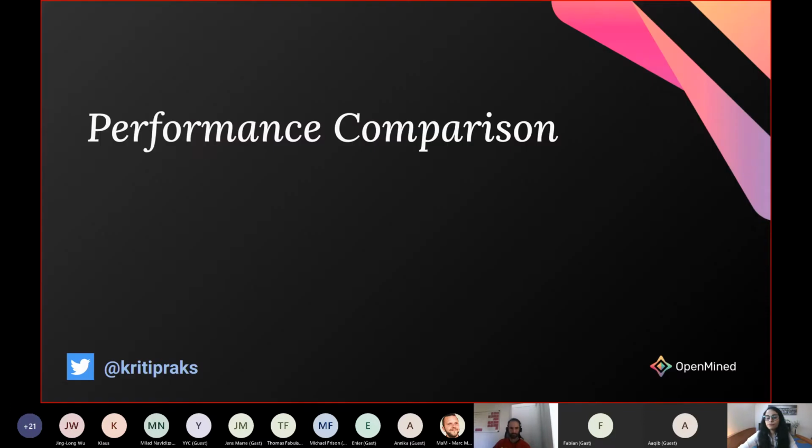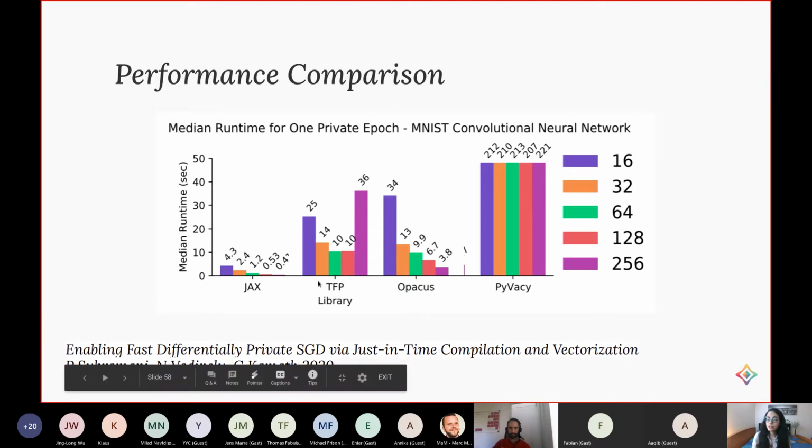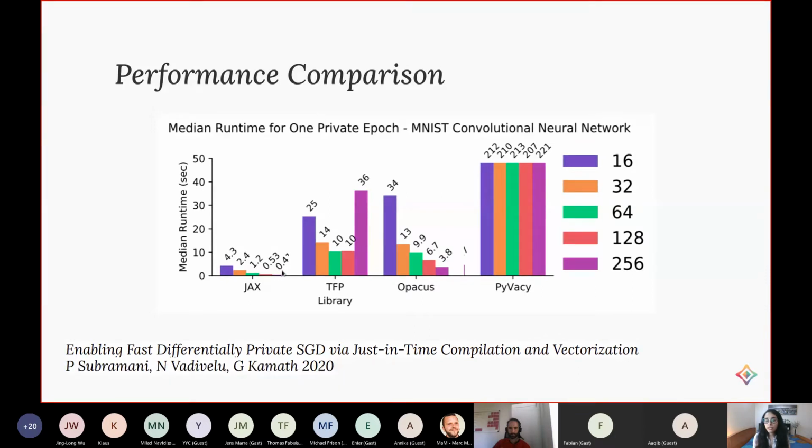Now I'm just briefly going to talk about how Opacus performs in relation to other libraries that do the same thing. Very recently, in fact, a group of researchers at the University of Waterloo did this study where they used JAX to create their own version of differentially private deep learning, and their library seemed to be doing the best of all the other comparisons that they made.